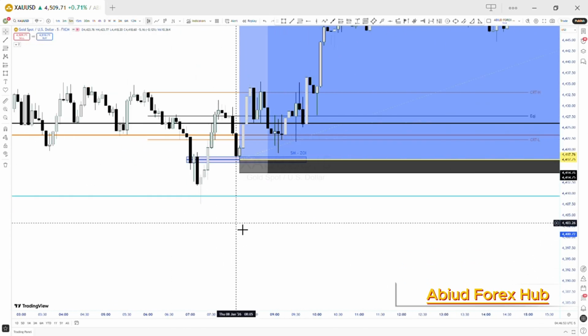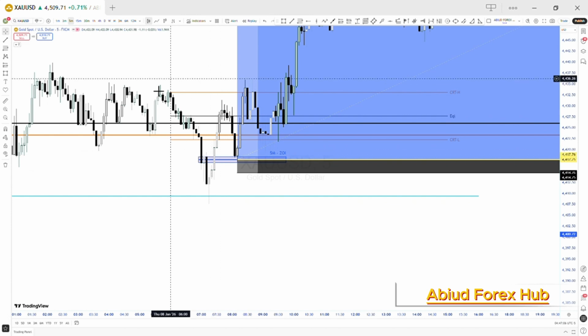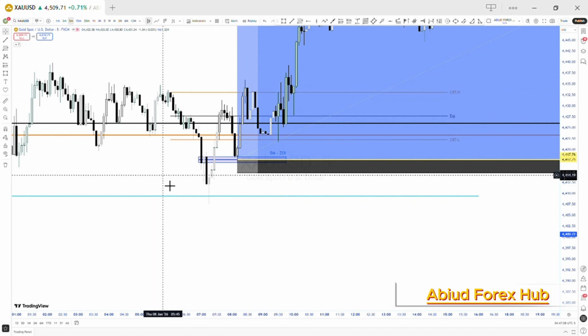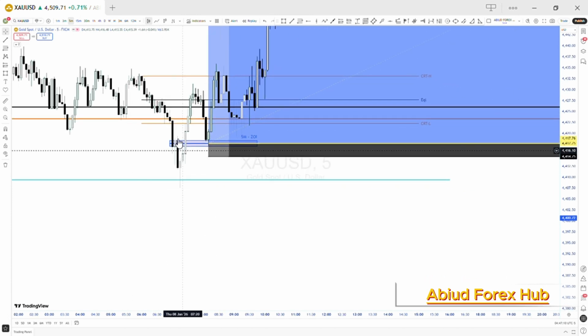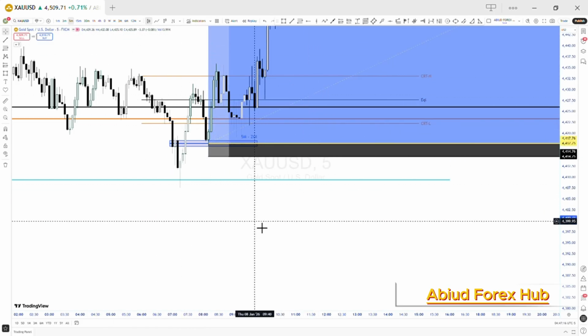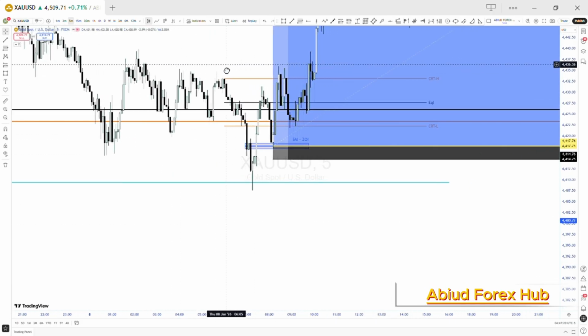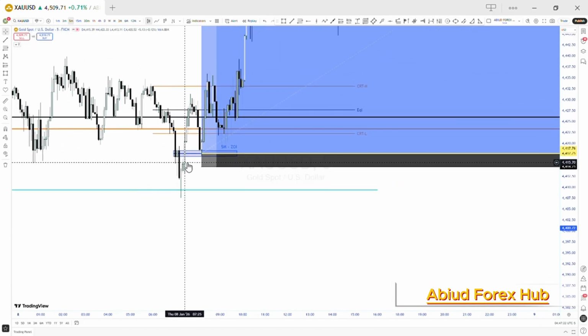And how do we consider, and why do we consider? We consider our entry because we have had a change of character here. We also have had a change of character here. People will argue that this is not a change of character because we have to break above this, but this is on a lower time frame. When we have a change of character here, it means we're changing character into the higher levels, right? Therefore, let's consider this.